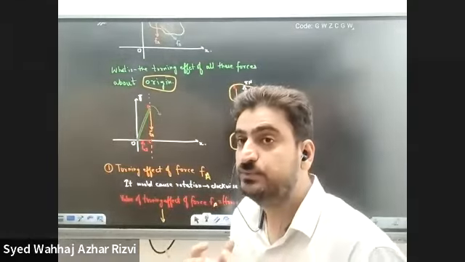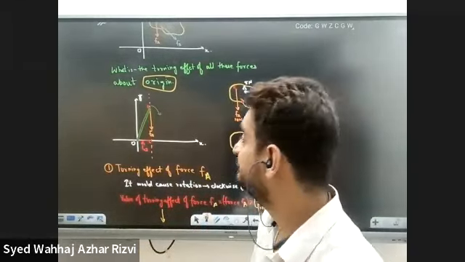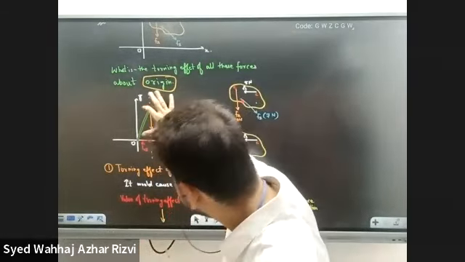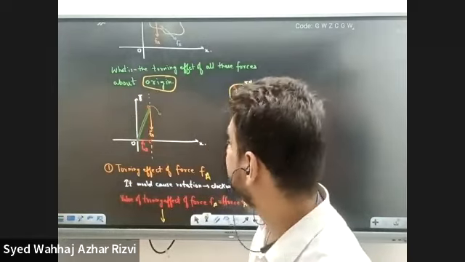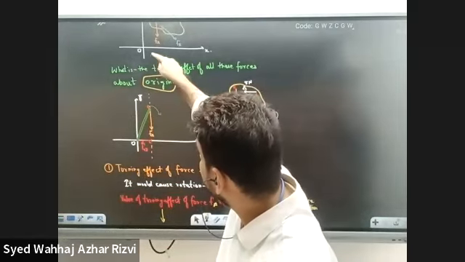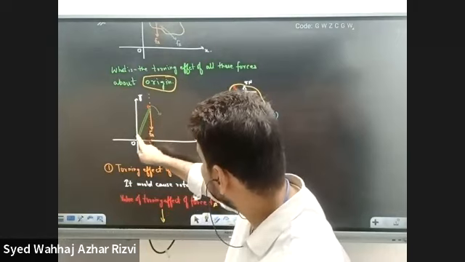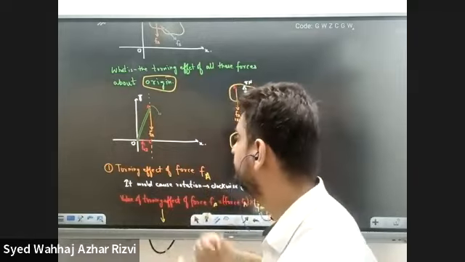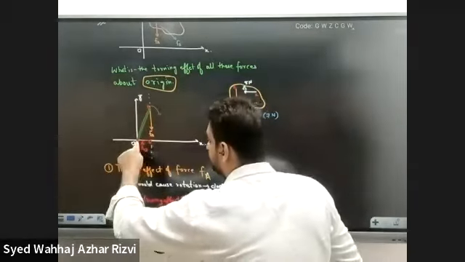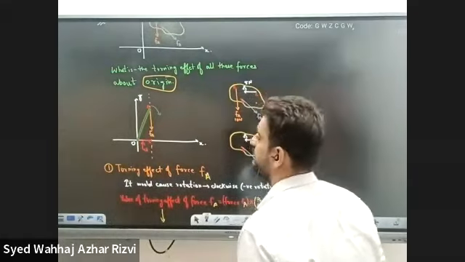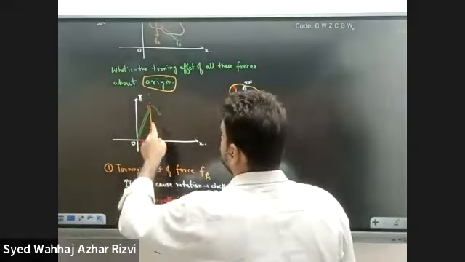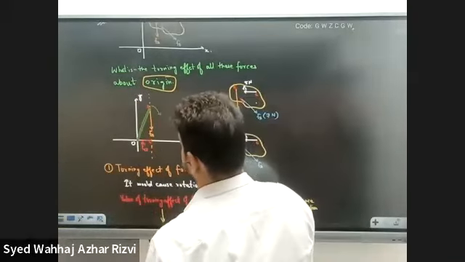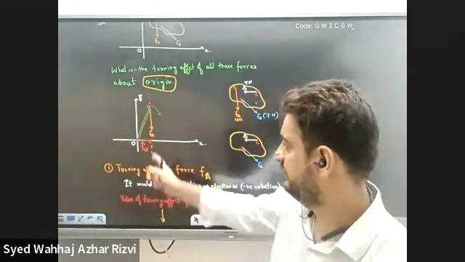Now, how much would be the value of turning effect? The value of turning effect would be the product of the amount of force and the distance between the line of action of force and the origin O, about which we are trying to find the turning effect. So we draw a perpendicular line. This red line is a perpendicular from O to the line of action of force Fa. Let's say this distance is d1, and d1 has a value of 2.